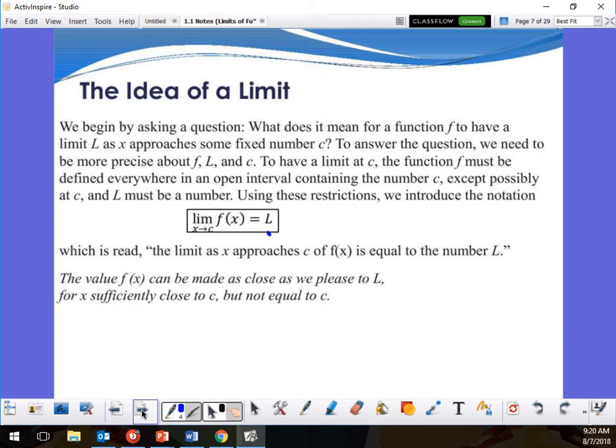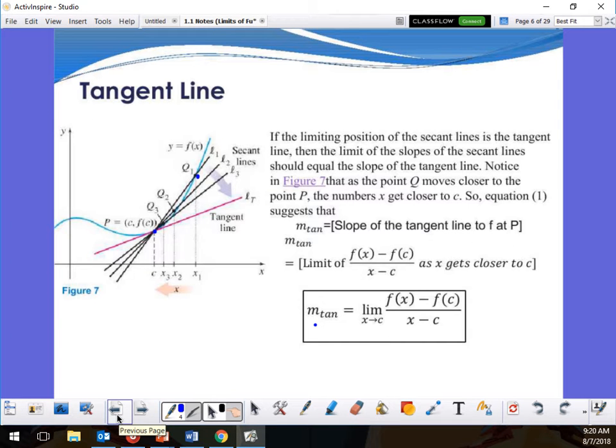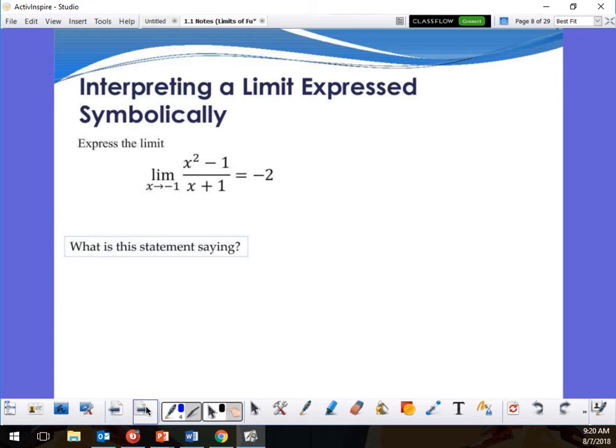Now, whenever I'm doing this, if I go back, if it's equal to c, what would happen over here? It'd be what? Undefined, right? Because you'd get 0 in the denominator. Okay. What is this saying?